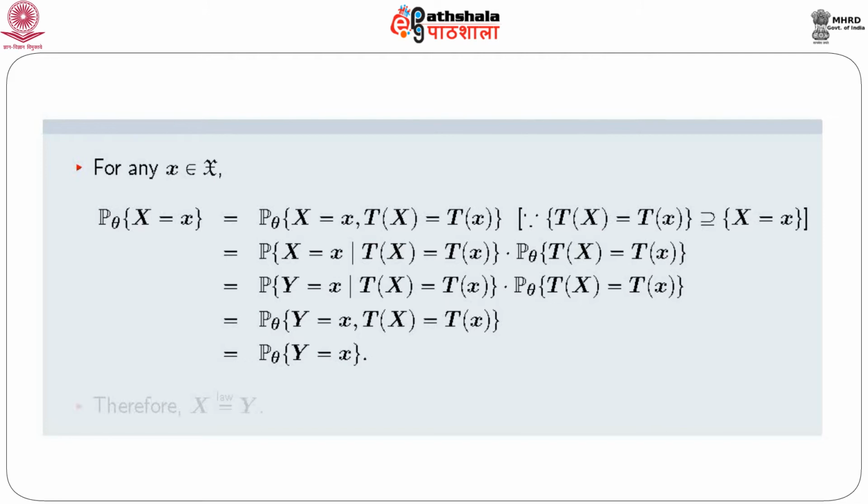Now, the distribution of X given T is independent of theta, and therefore the first part we can write as probability Y equals to x given T(X) equals to T(x), into probability under theta T(X) equals to T(x), and hence we get probability under theta Y equals to x intersection T(X) equals to T(x), and therefore we finally get probability under theta Y equals to x. Hence X and Y have the same distribution.